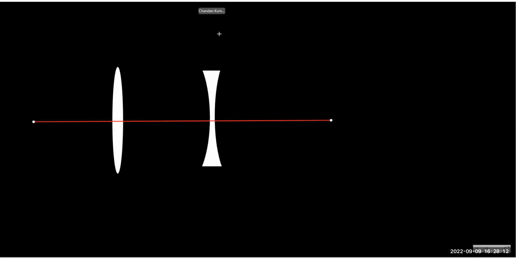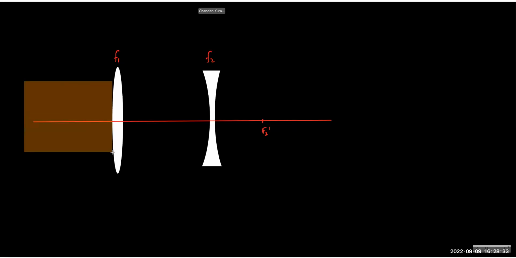It means the F of, let's say this is F2 value wise. So F2 dash will be here, right? If a parallel beam is coming, and this parallel beam after refraction is trying to come here, what will happen?